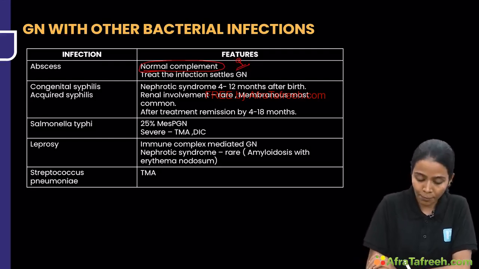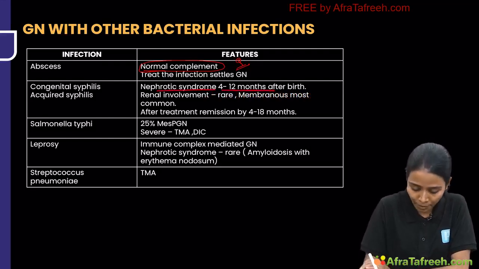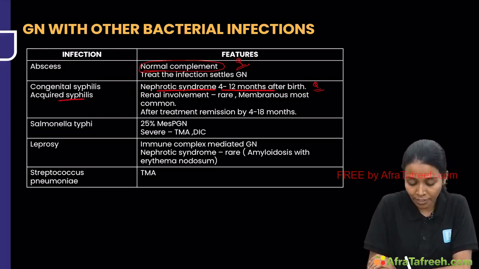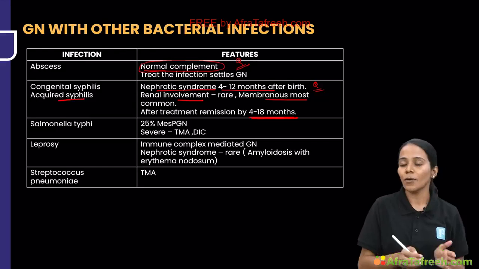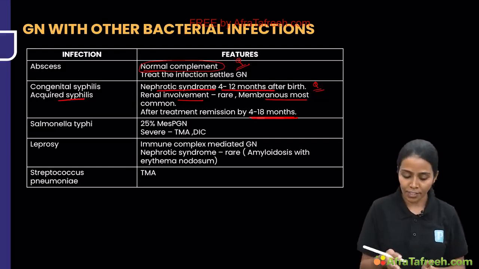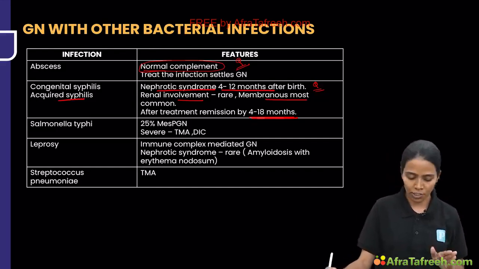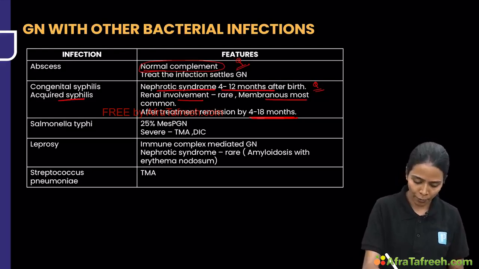Congenital syphilis, this is important. This presents as nephrotic syndrome in 4 to 12 months after birth. This has been asked. So renal involvement in acquired syphilis is rare. Even if it occurs, membranous nephropathy occurs. And after treatment, remission occurs in 4 to 18 months. So in syphilis, what happens is congenital syphilis, 4 to 12 months after birth generally seen, and nephrotic syndrome is most common. Salmonella generally causes mesangial-proliferative glomerulonephritis.